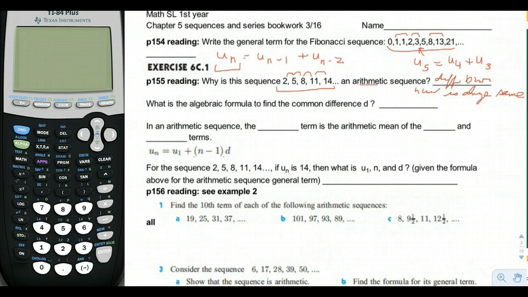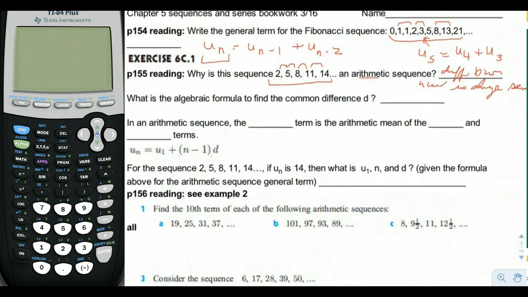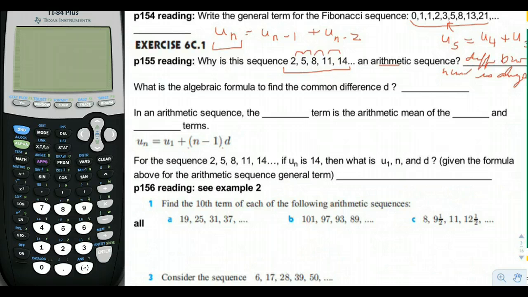Okay. What is the algebraic formula to find the common difference d? Well, we could just say that d is equal to u of n minus u of n minus 1. Right? We could take any one of these terms and subtract off the previous term and we'll get the common difference d, which is the distance between one number and the other.